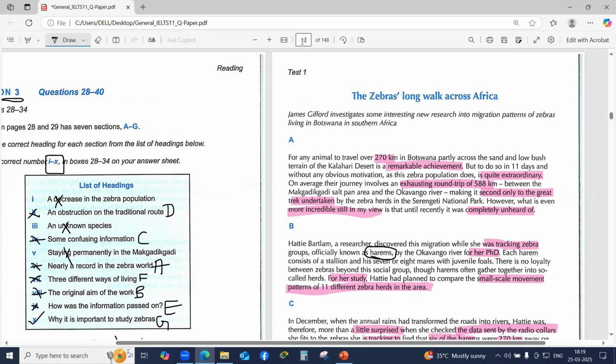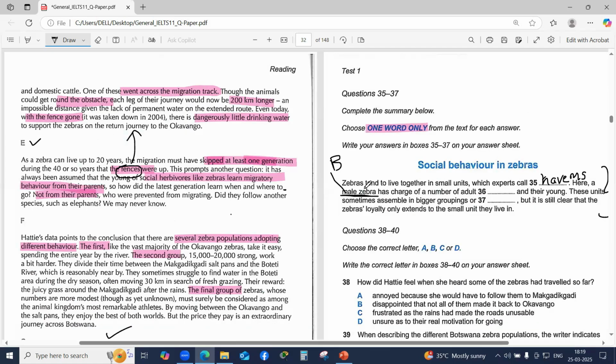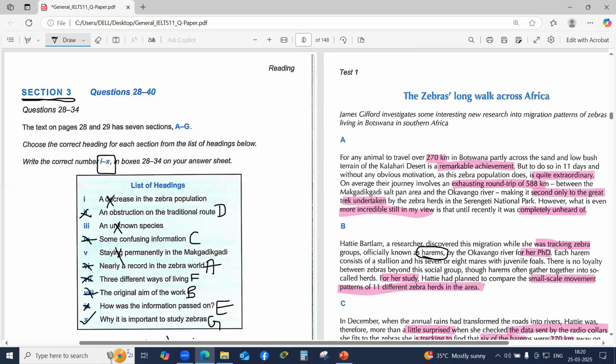Mares is female zebra. So here a male zebra, the stallion, has charge of a number of adult mares, because young ones are called juvenile foals, right? So mares is my answer for the second one. Let's mark it as 35 and 36. Harems, 35. Mares, 36.